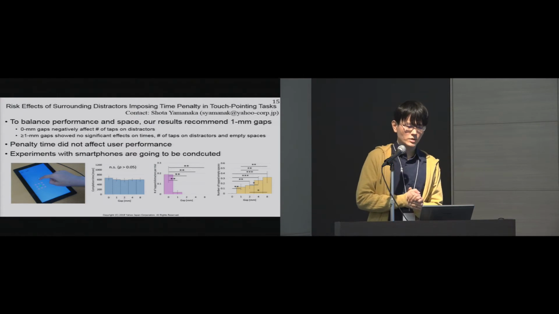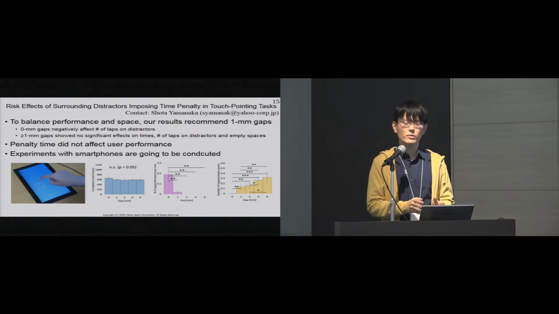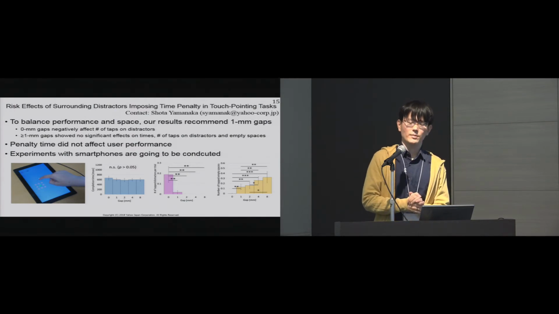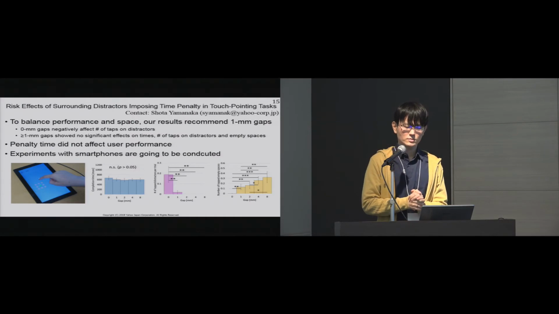Okay, this is a summary of this study. The optimal gap is 1 mm to balance the space occupation and user performance. And penalty time didn't strongly affect user performance. And we hope the result of smartphone experiments will be presented in the future.